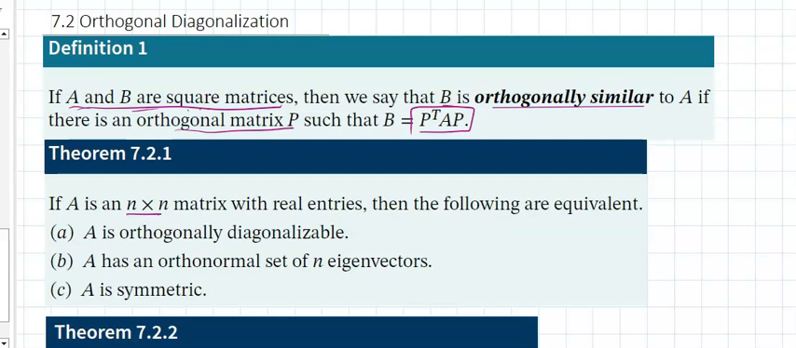If A is an n by n matrix with real entries, then these three are equivalent. A is symmetric. Remember symmetric? If you run across the diagonal, the entries have to match. A is orthogonally diagonalizable. A has an orthonormal set of n eigenvectors. Remember, orthogonal means perpendicular, but orthonormal means they are perpendicular and the magnitude of the columns and the rows is 1.